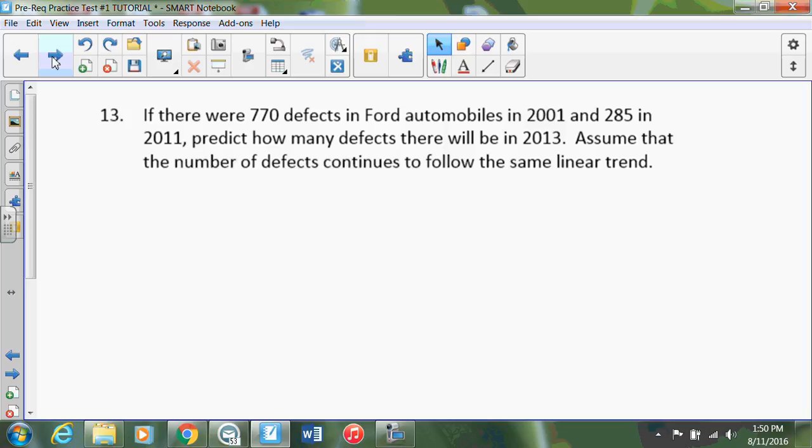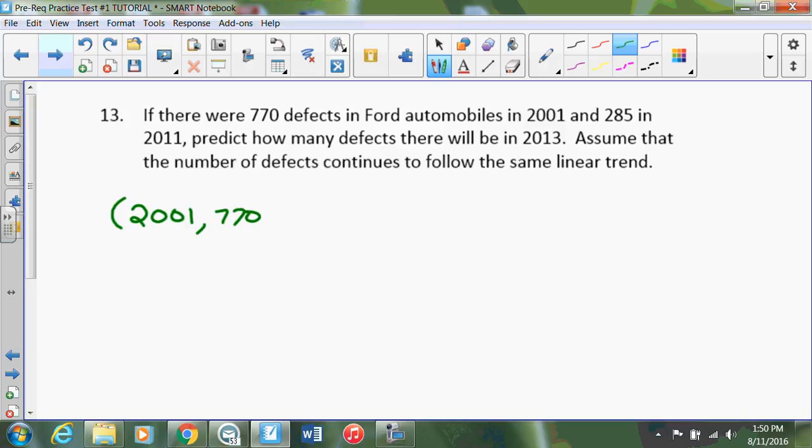And so basically what it's saying is, can you go ahead and use this information to find the slope, to find the trend, to then go ahead and predict. So I see the 770 in the 2001, and I say, well, that looks like a point to me. In 2001, there were 770 defects. In 2011, there were 285 defects.